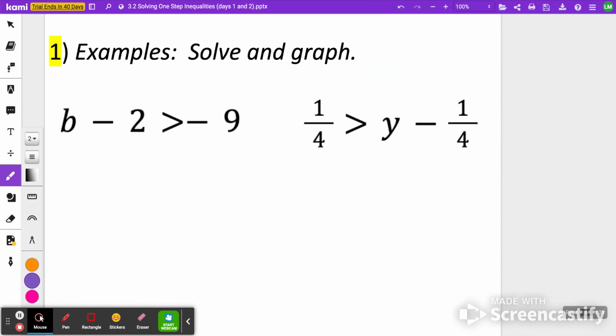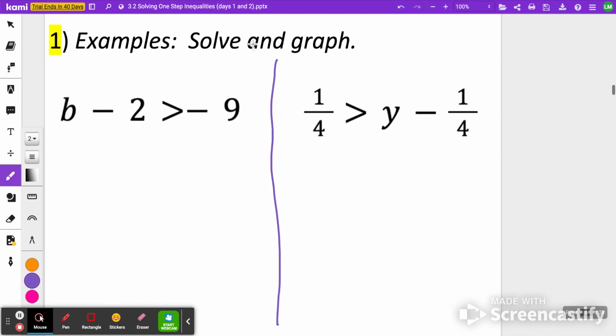Here are 2 examples that we're going to try. Once we solve them, we will also graph them. If you want to pause the video and try these on your own, these can be solved the same way as we did before with equations. Just think of the inequality symbol as an equal sign. So if we see a -2 or we see subtraction, we will show the opposite operation.